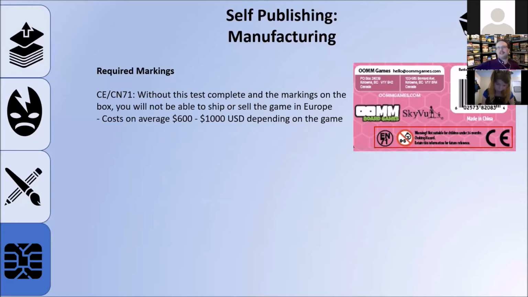So, CE or EN71. These are the same thing. This is a test that the manufacturer will do for you. It will cost you money, about between $600 and $1,000 US. But what this does is it allows you to sell in Europe. If you have not done this test, you cannot legally sell this game in Europe.